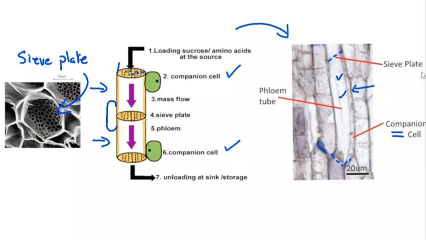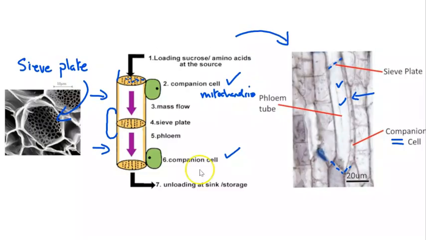The companion cells are metabolically active. They have a full complement of organelles and are noted for a large number of mitochondria. And so this alerts us to the fact that there is some kind of active process going on in these structures.